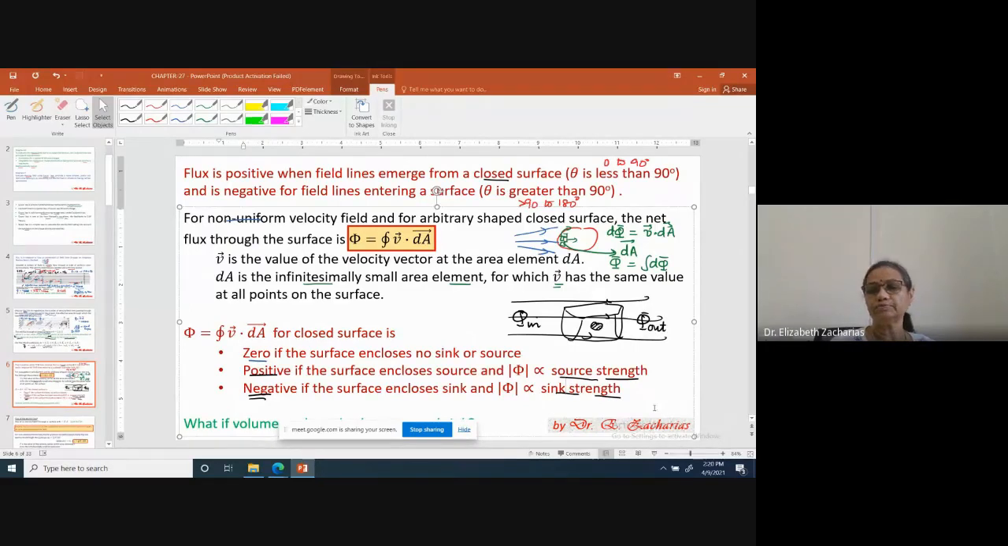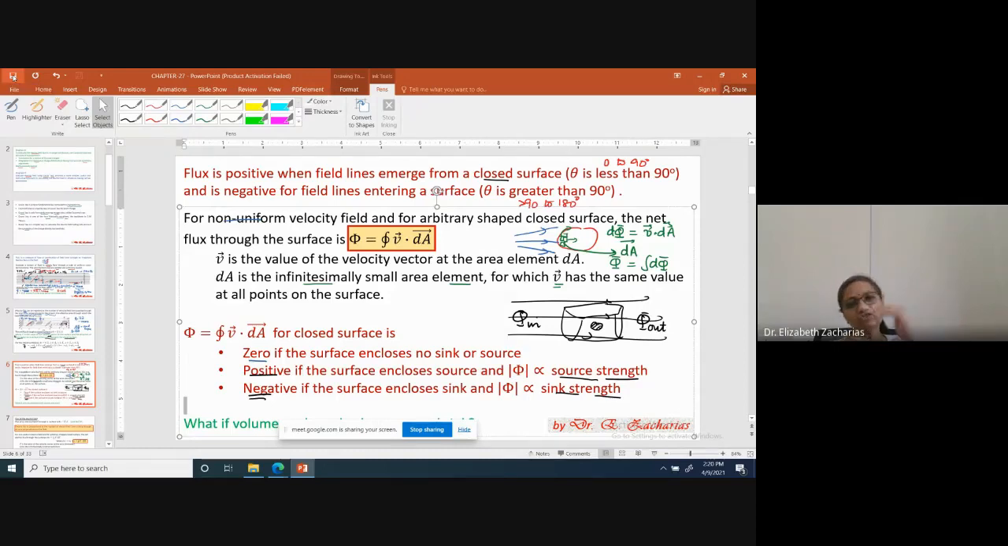Okay, so I hope these ideas, which I discussed deliberately using this water and all that, help you understand the concept of flux. What is flux? Flux is volume flow rate. That is, volume flowing per second through an area held perpendicular to the flow. Next, we talked about a closed surface. In a closed surface, we always take the area vector as an outward normal at every point.